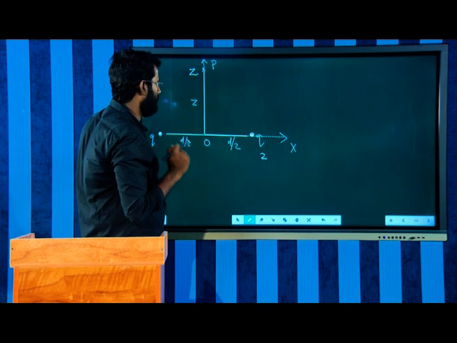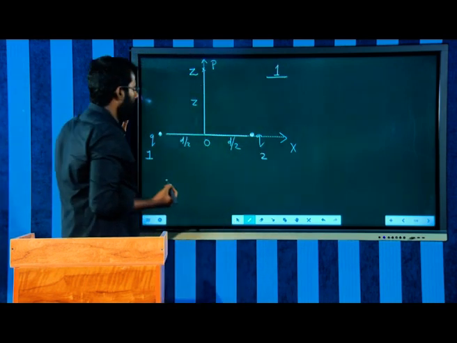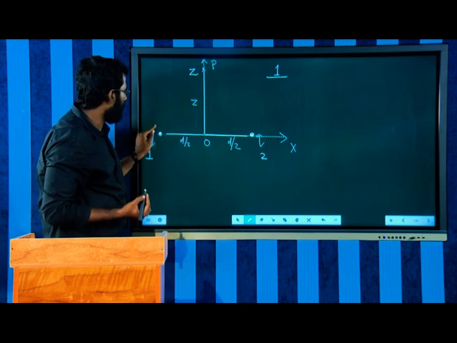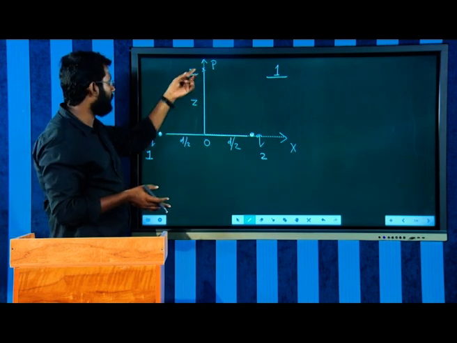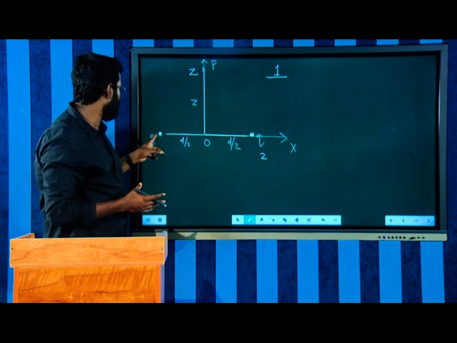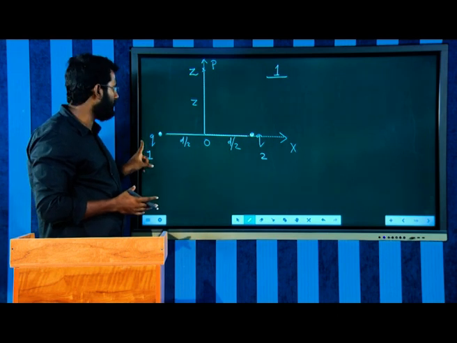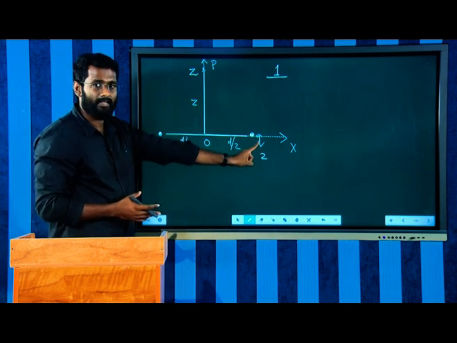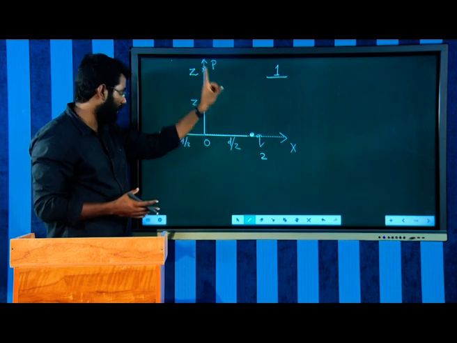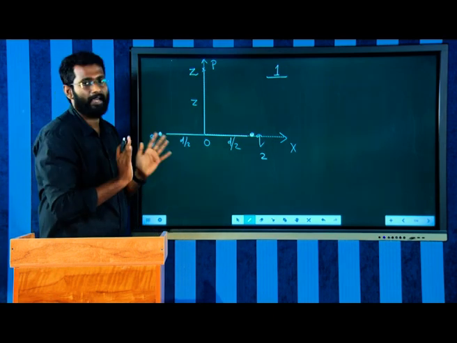So take the case of the first charge. Now how will we calculate the total field? We want to calculate the field at the point P. First of all, we will calculate the force due to the first charge, and then we will calculate the electric field due to the second charge, and we will sum it up to get the final answer.